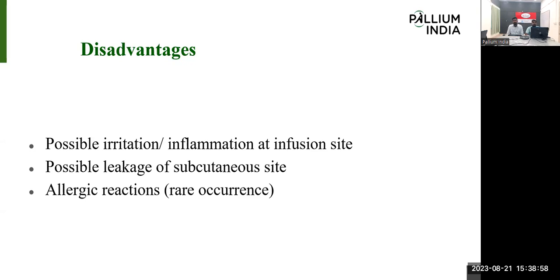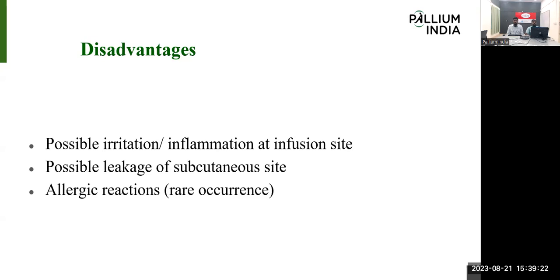But one important thing is there is no involvement of the circulatory system. So if any inflammation or infection happens, it will affect only the site. It will not cross over and cause a systemic infection. It will stay at that same site only, maybe with irritation or inflammation.